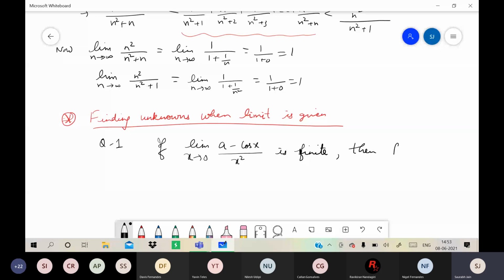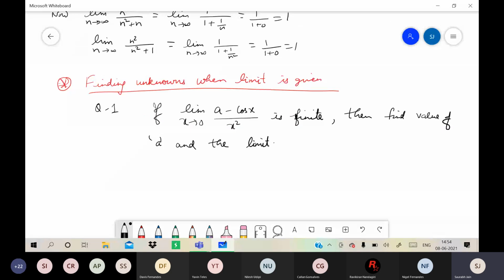So what is the heading? Finding unknowns when limit is given. So in this question, the unknown is a, and the limit is given indirectly because they are saying that the limit is finite. If the limit is finite, that means it exists. Okay. So based on this, they have given you the task of finding the values of a and the limit. So try to understand how we tackle these questions.